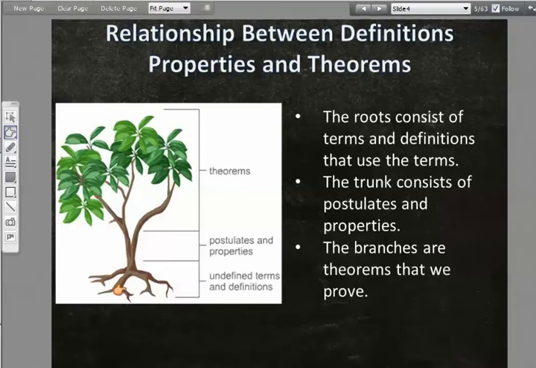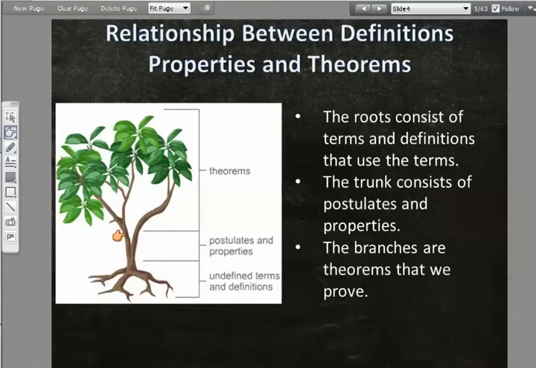First, when you think about the roots of a tree, and I know this illustration is in your LMS, that's kind of the foundation. That's what keeps the tree stable. And that would be our undefined terms and definitions. Those are things that we just know, and we've defined them pretty well. We haven't had to prove them or anything.